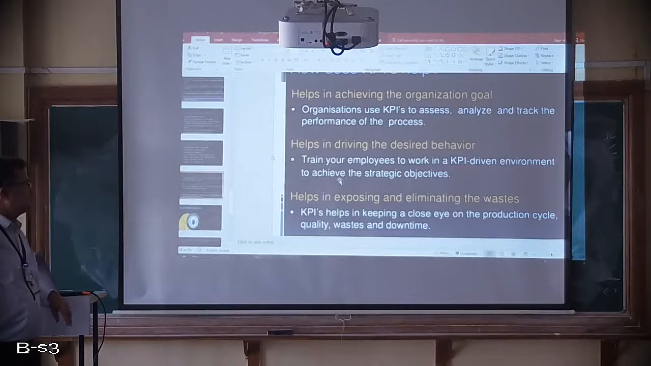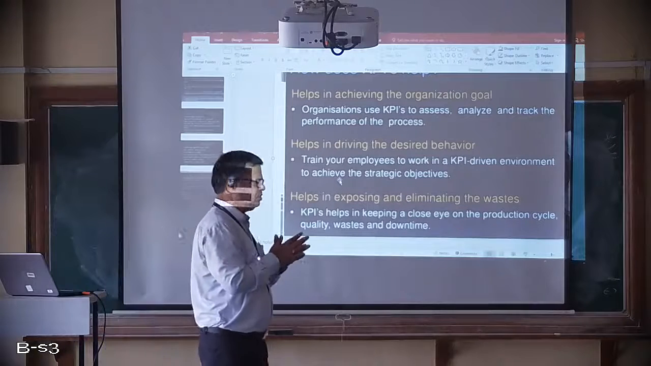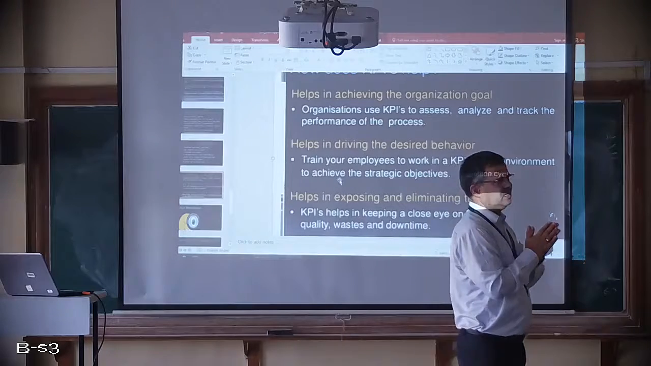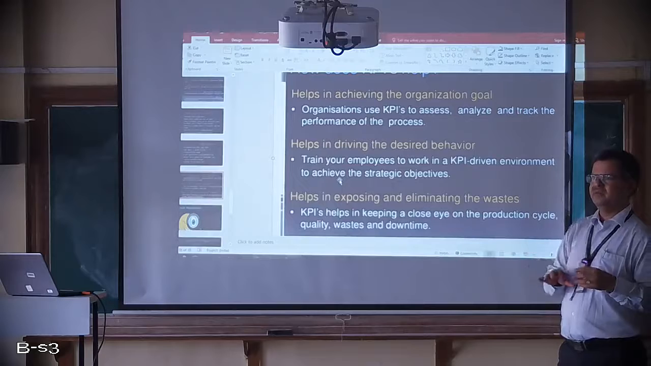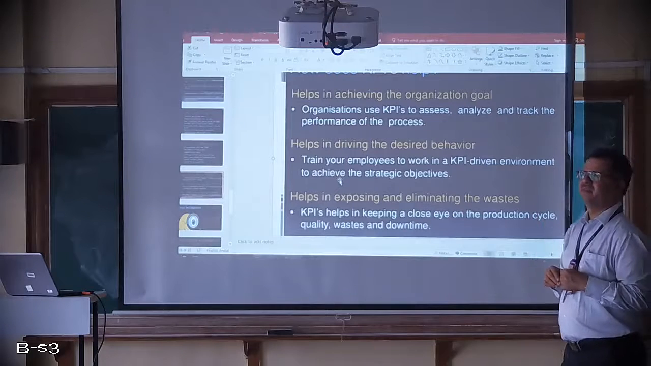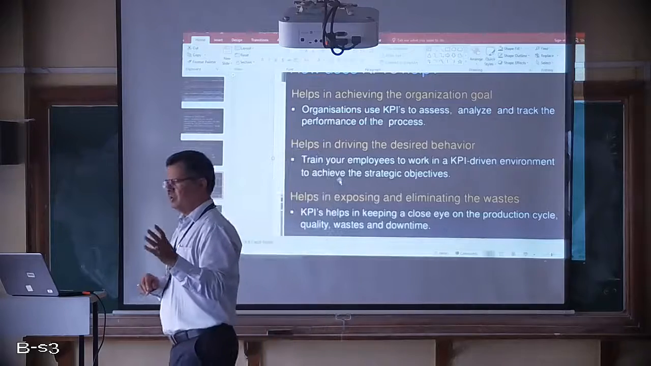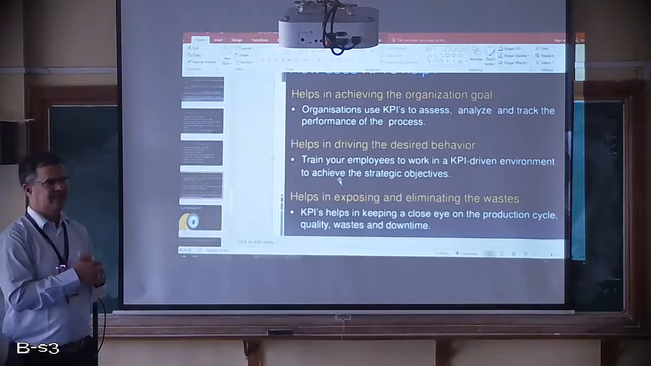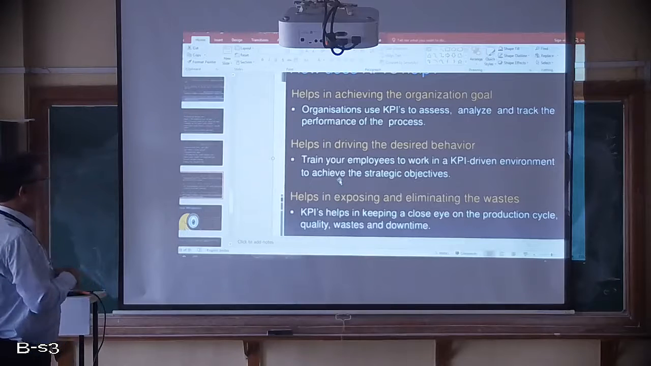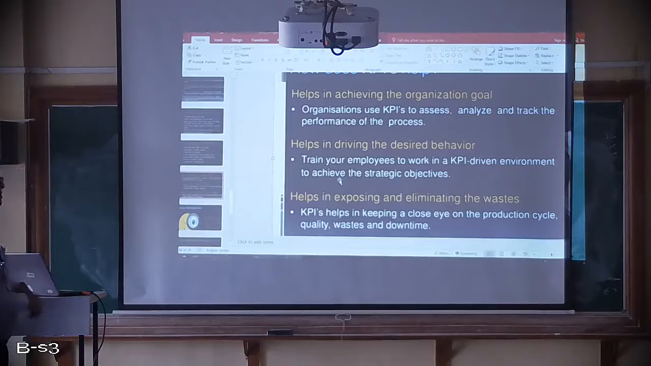So train your employees to work in a KPI-driven environment. You should provide an environment such that workers work in a KPI-driven environment, so they can identify that these are the key performance indicators. Once you know this, it is very easy, because you select the performance indicators and then focus on those indicators only. Identifying the problem also really matters here.